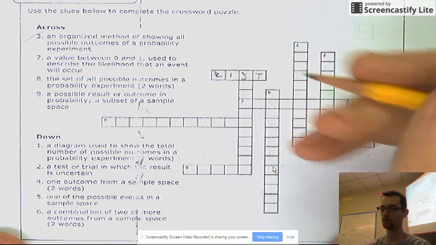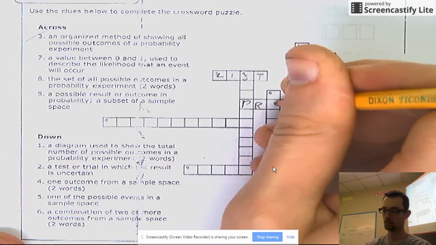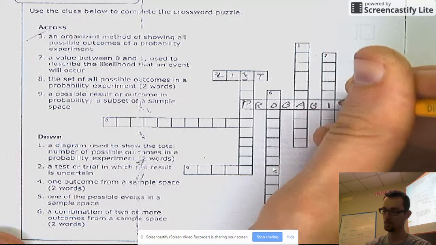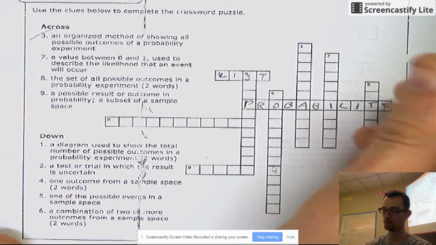That is called probabilidad. Not really. I mean, I guess it is, but in English it's probability. Right?